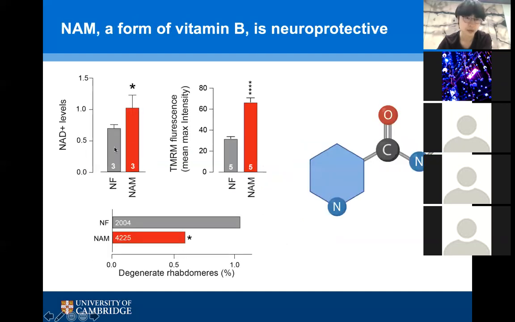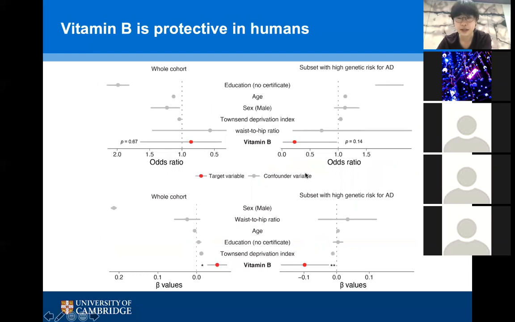So indeed, I saw that feeding flies with NAM, nicotinamide, increases the level of NAD in flies, and then it increases the mitochondrial function, mitochondrial membrane potential in flies, again, overexpressing toxic amyloid beta, and then it protects against neurodegeneration in these flies. So nicotinamide, which is a form of vitamin B in humans, is neuroprotective, at least in flies.